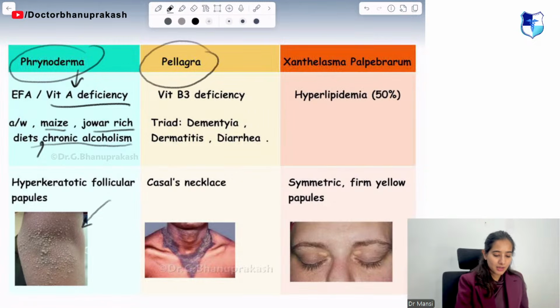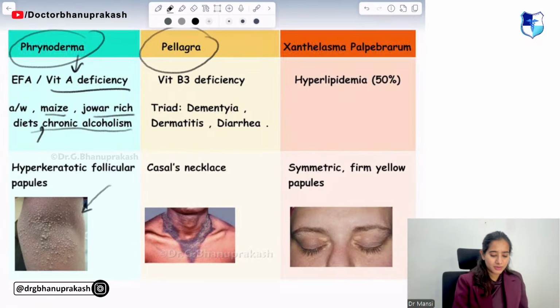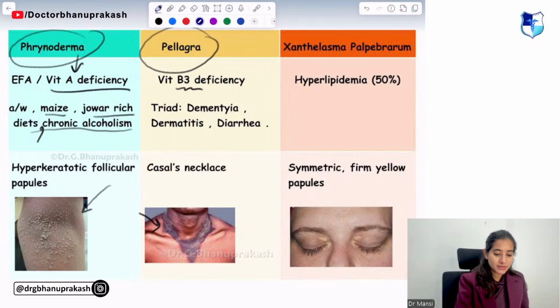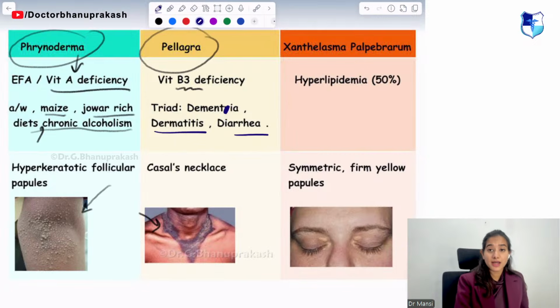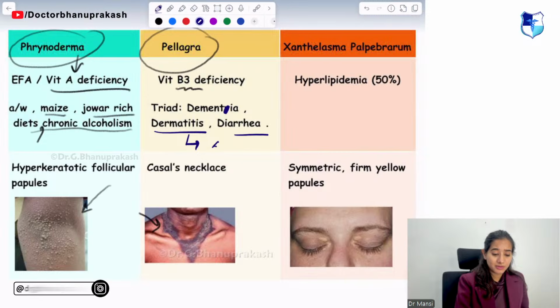And pellagra, this Casal's necklace, I believe most of you have been aware of this. Very important. This is happening in niacin deficiency, which is your vitamin B3, and the triad of this is dementia, dermatitis, and diarrhea. That kind of severe diarrhea, that the patient might end up with the fourth D, which is death because of that.